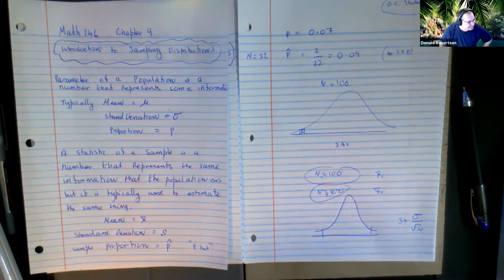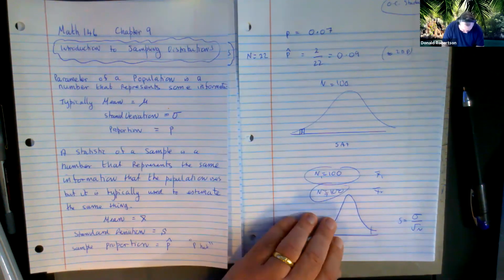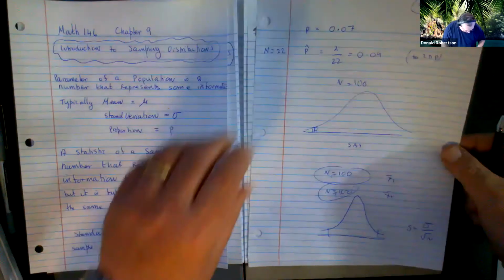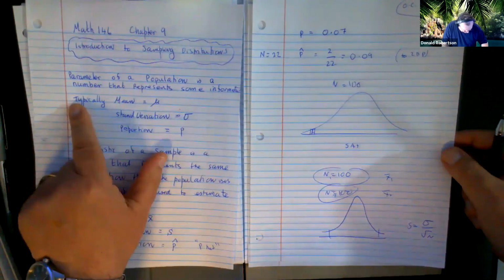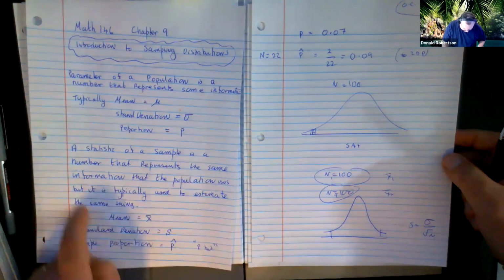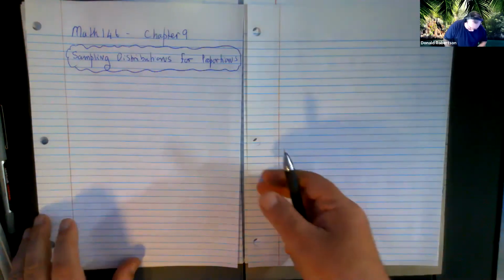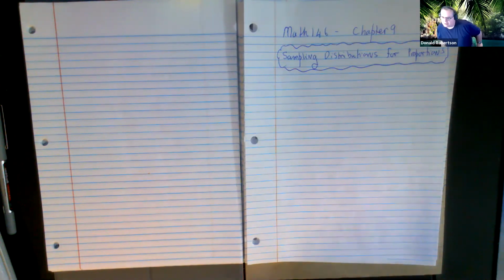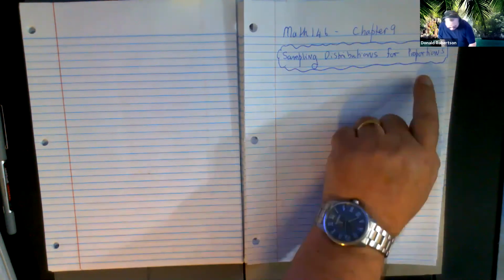And that is pretty much the end of that particular question or section. It was mostly about jargon words. So get used to parameters and population and statistics and samples. And now we're going to look at sampling distribution again, but we're going to do it for the proportion.